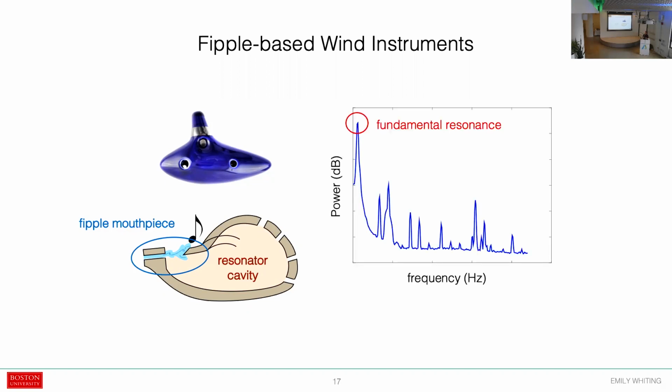So this is an example, for this particular ocarina, of the spectrum response. And the note produced corresponds to the fundamental resonant frequency. That's the lowest and largest amplitude here. So we're looking only at that fundamental resonance. And that's an important distinction. It made the problem more tractable.